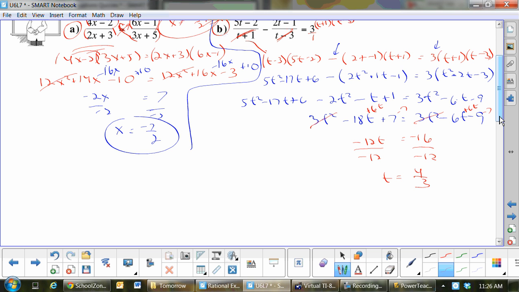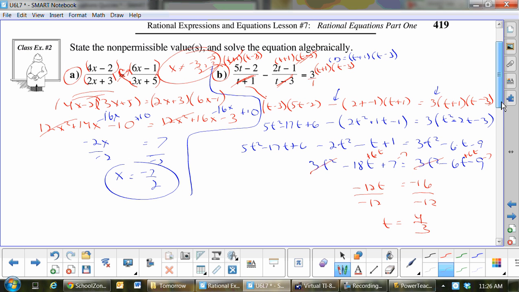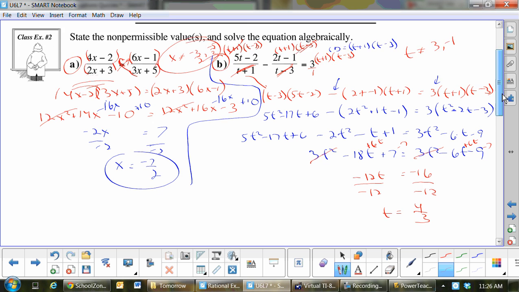Okay, now is t allowed? Is 4/3 allowed? What are my non-permissibles? T cannot equal 3 and negative 1, so that would be allowed.